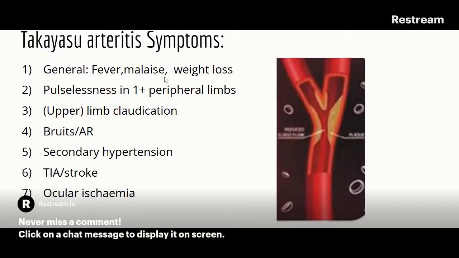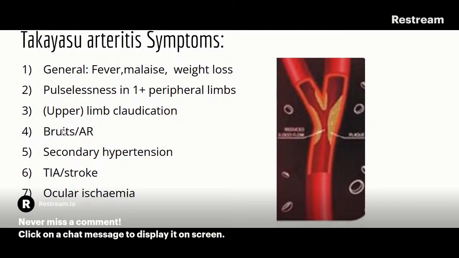Again, you've got your general symptoms: fever, malaise, and weight loss. More specifically, you can have pulselessness in at least one or more peripheral limbs, which could be just the right radial or the left popliteal or whatever pulse you're struggling to find for whatever reason. You can have limb claudication. Now that overwhelmingly is much more likely to be in one of the upper limbs. It's quite unlikely to be in the lower, just from clinical presentations.